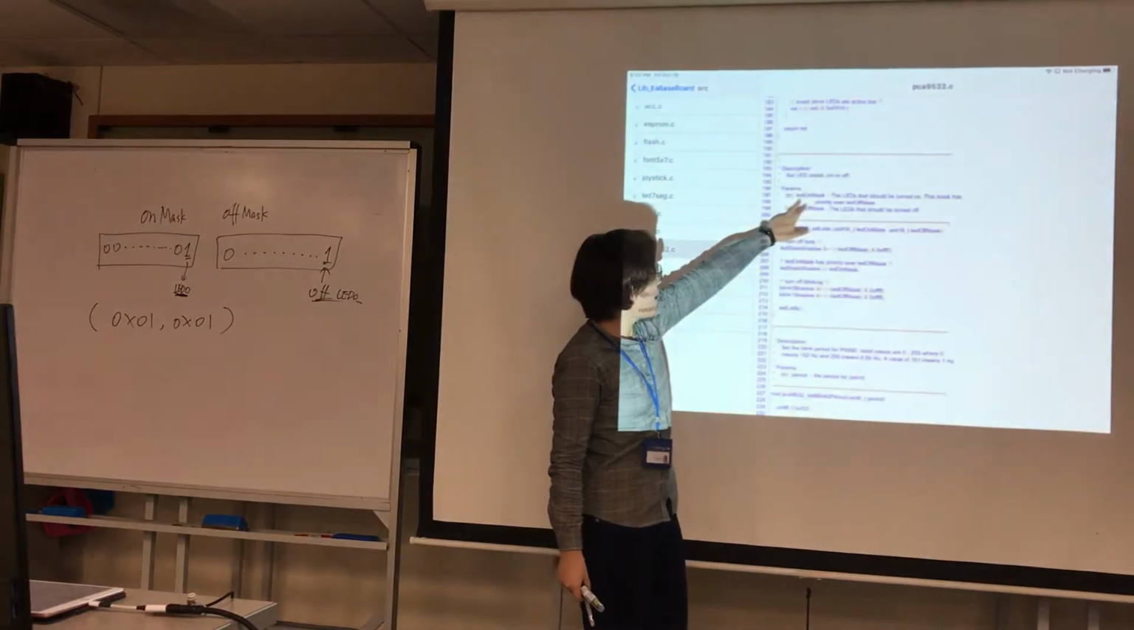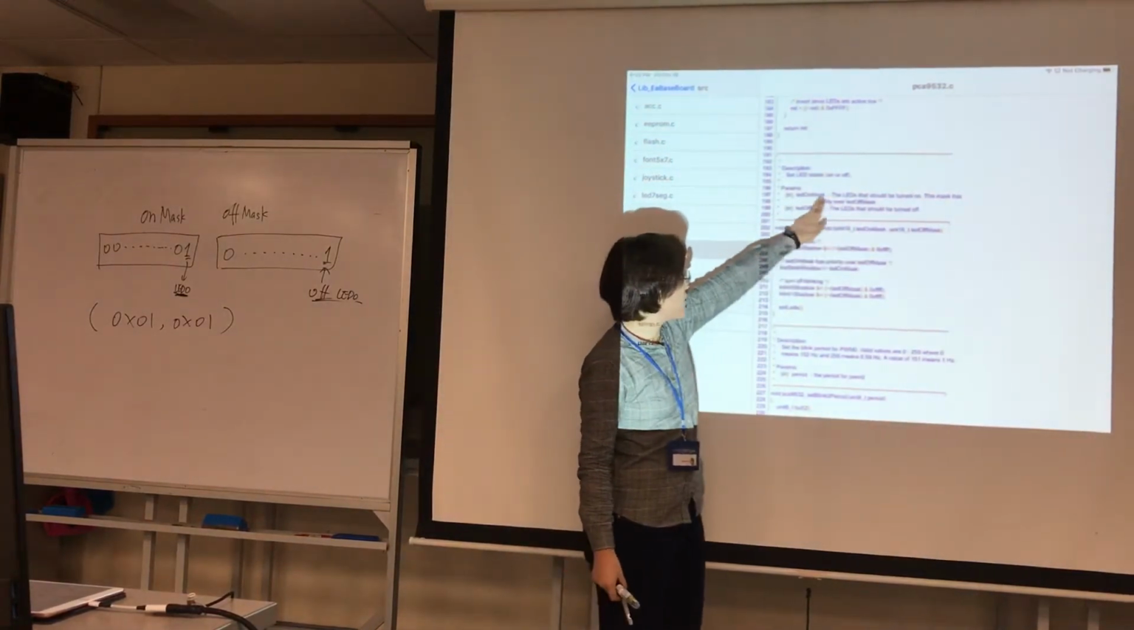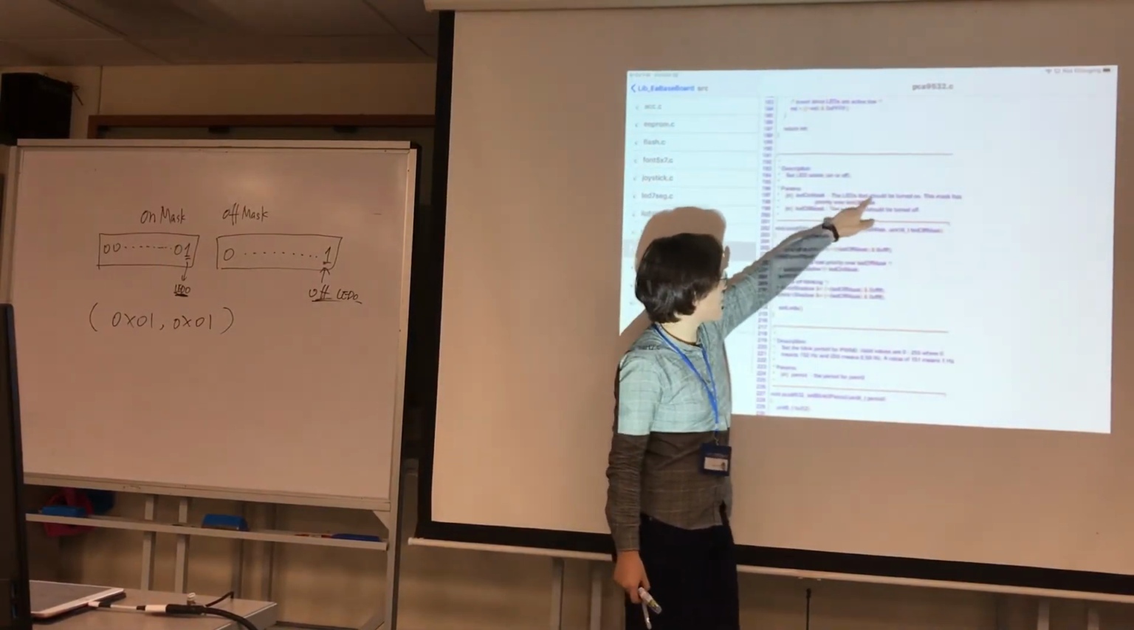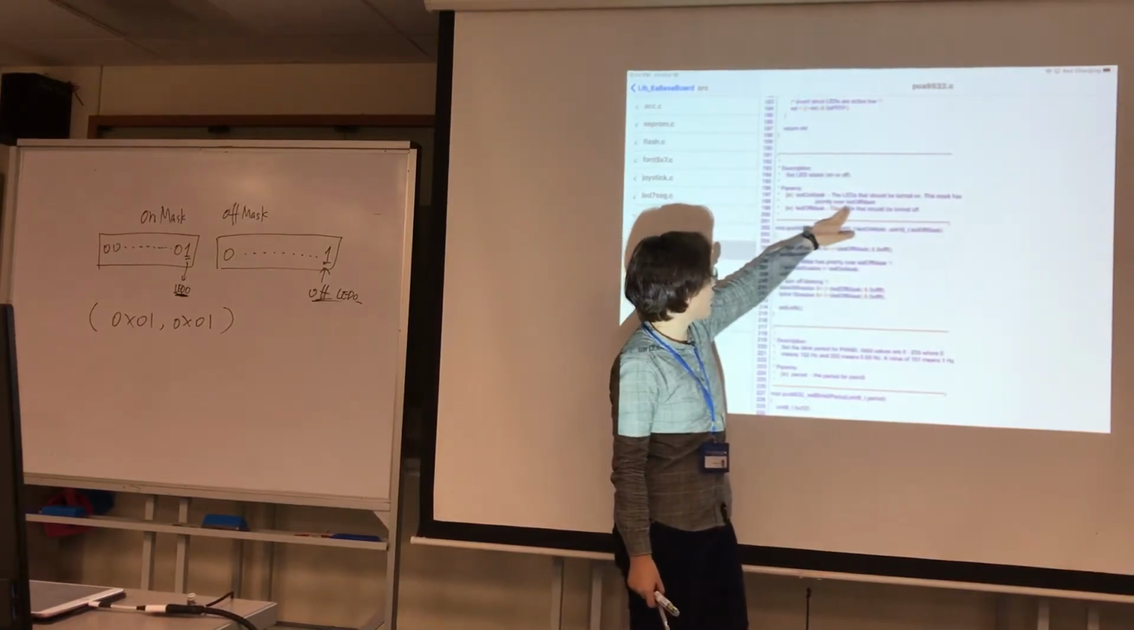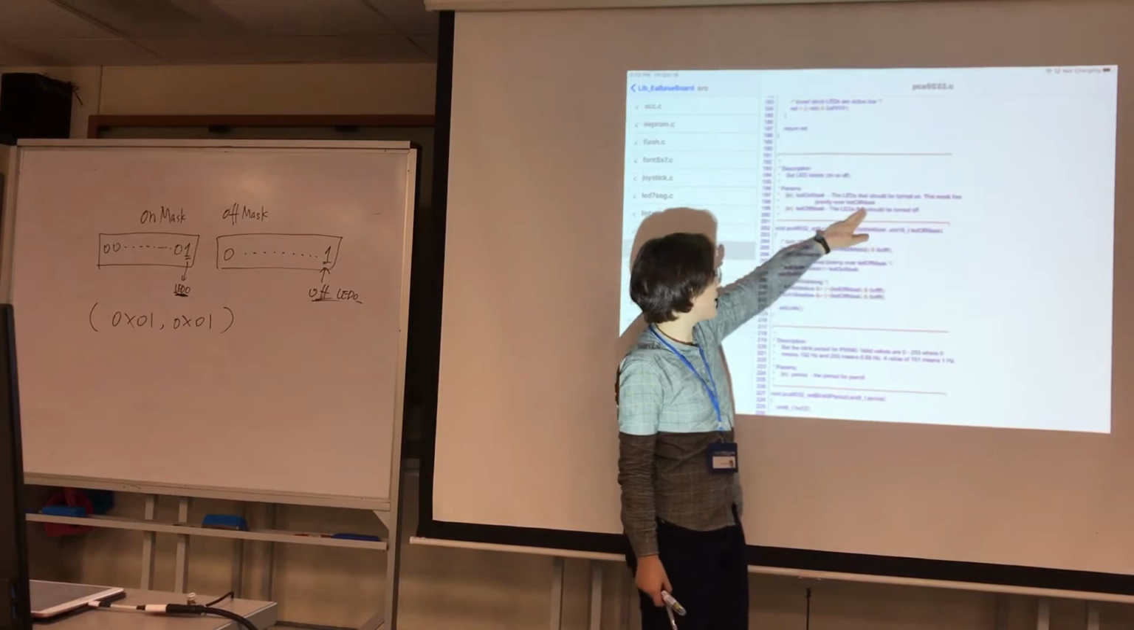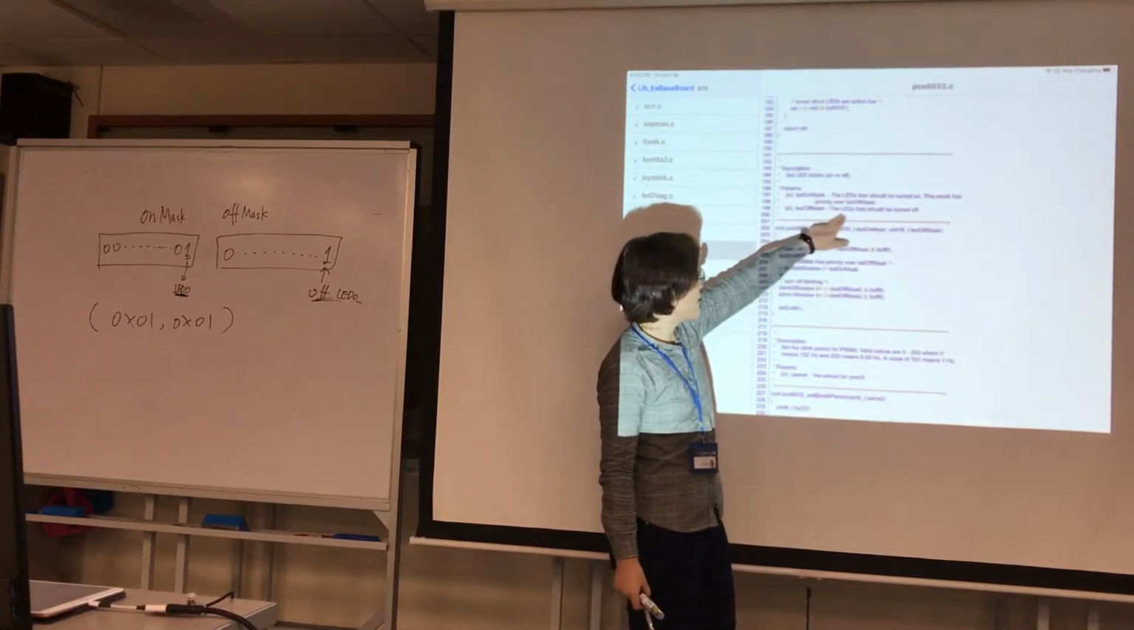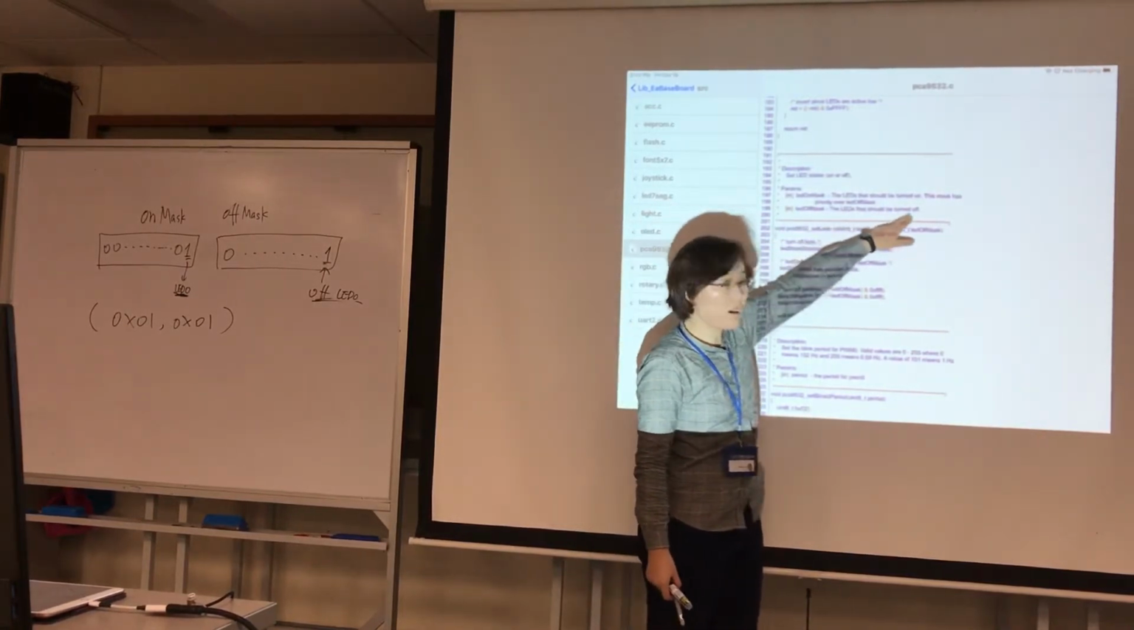Okay? So LED on mask. This one, what does it mean? The LEDs that should be turned on. The mask has the priority over LED off mask. This is LED off mask. The LEDs that should be turned off.